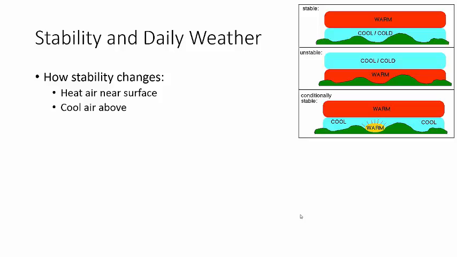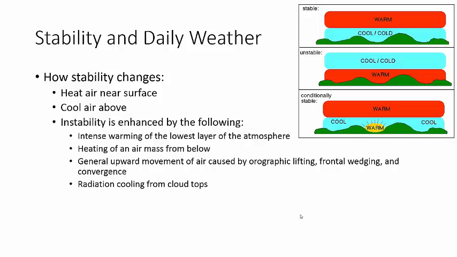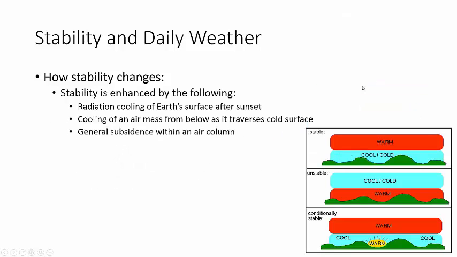So how can we change this stability and instability? Well, if you heat this, that'll add to the instability. If you cool this, that'll add to the instability. So you could warm the lowest layer of the atmosphere, and you're going to get this. You could force the air to get lifted by the ways that we said earlier, or you can get radiation cooling from the top. So if you have a cloud up here, it can cool this area around the cloud, and therefore you turn it into an unstable condition.